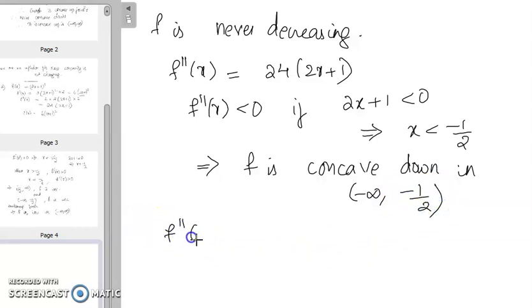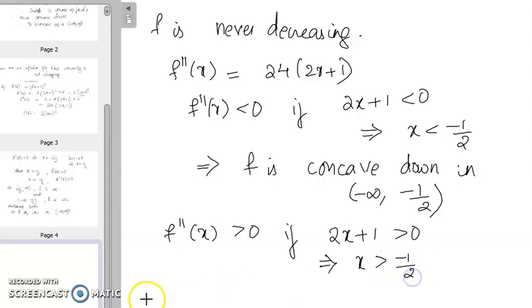And again f double dash of x is greater than 0 if 2x plus 1 is greater than 0. So that implies x must be greater than minus 1 by 2. So therefore f is concave up. So it is concave up in the interval minus 1 by 2 to infinity.